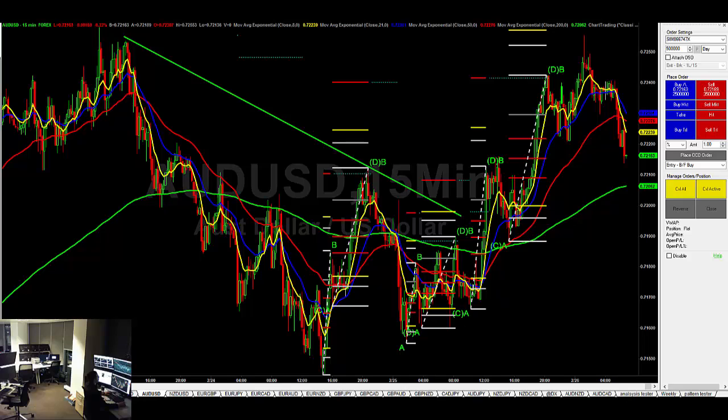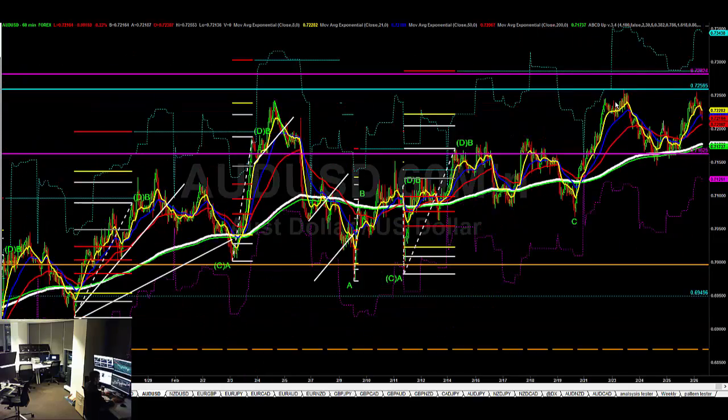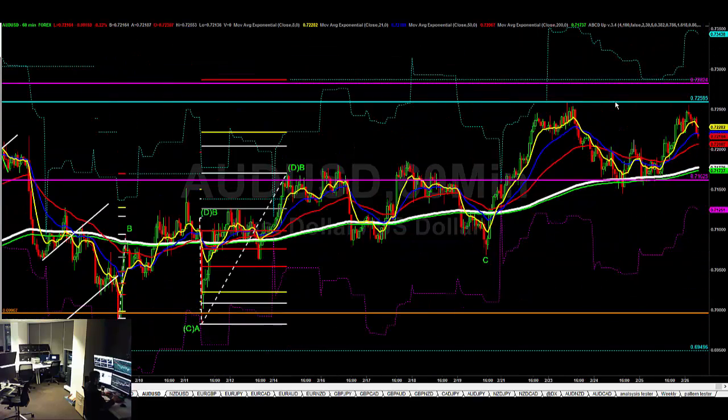Aussie again is just messing around still. There's nothing too serious in that. We went up trying at 72.60 again yesterday and failed. If we just minimise this one, I'll just show the 60. Again, as you can see, we've failed at that 72.60 again, so we are just going sideways. Nothing too serious in the Aussie at the moment.